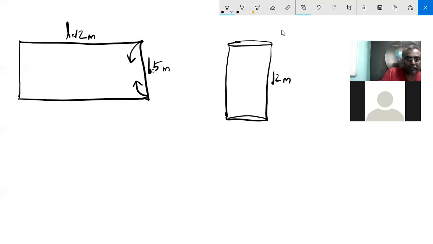You must imagine the sheet like this. Sheet is like this. Length is 12, breadth is 5. You fold it along the length. What will happen? The 12 meter will become the height. Then this whole thing will become the breadth.